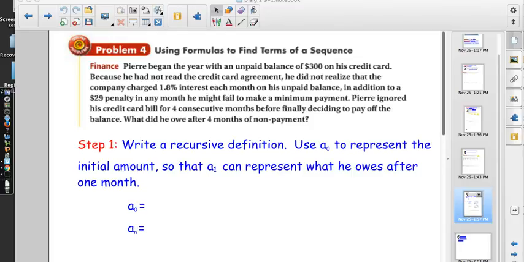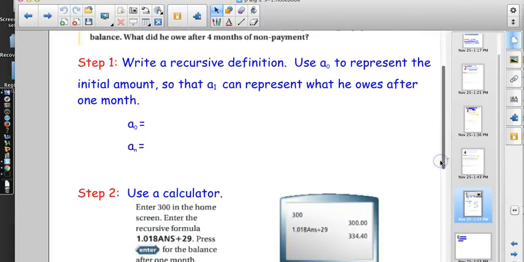So write a recursive definition. Use a sub o to represent the initial amount, so that a sub 1 can represent what he owes after 1 month. Well, what did he owe initially? $300.